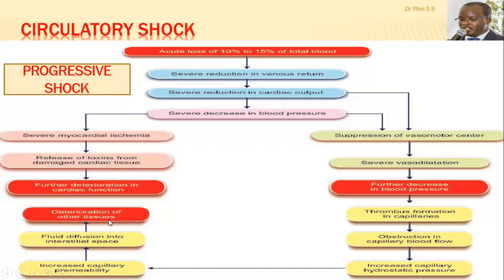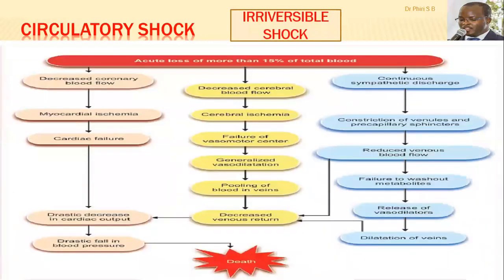So you need to intervene here to reverse this effect of progressive shock. Otherwise, if no intervention is done, then it will proceed into the irreversible shock. The irreversible shock is when you have acute loss of more than 15% of total blood. So if you have hemorrhage and you're losing 15% of your total blood, it will result into irreversible shock.